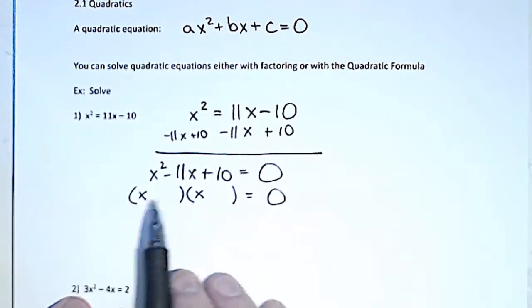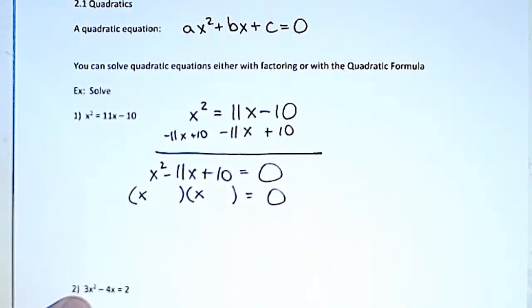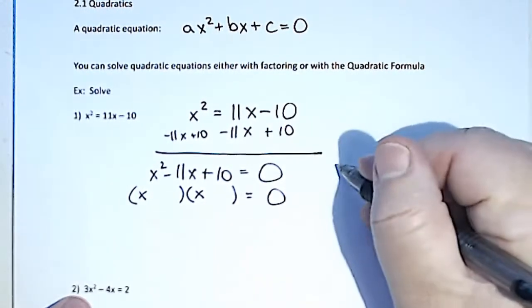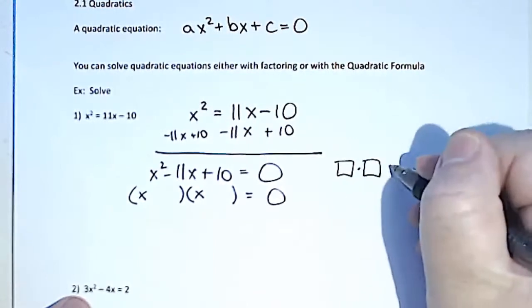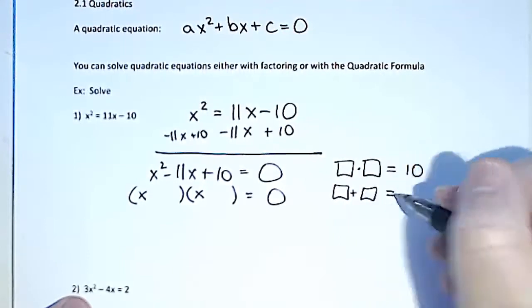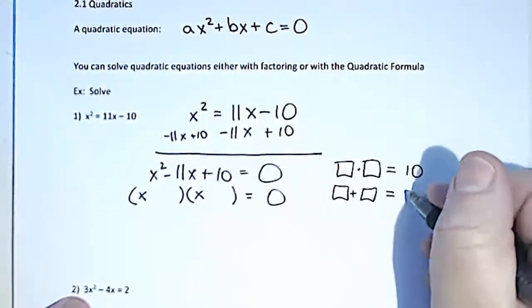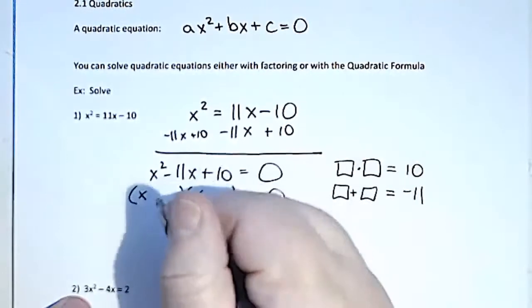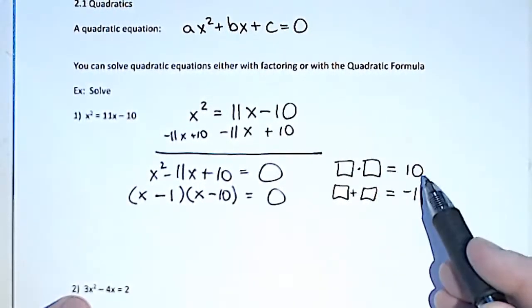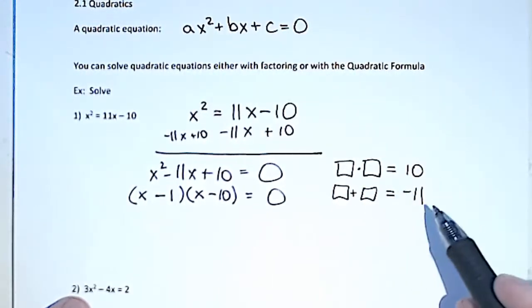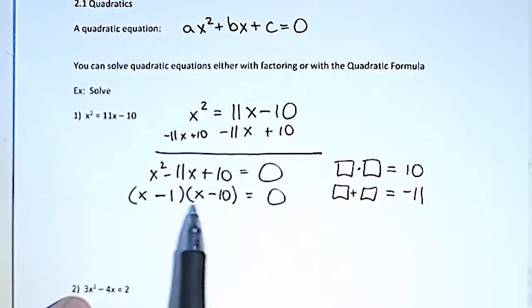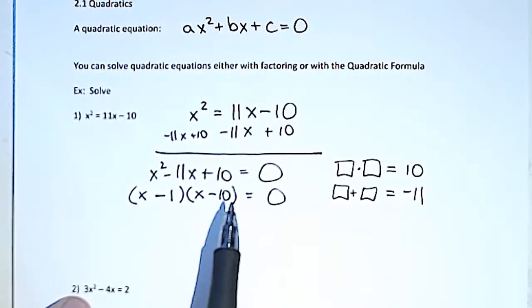So I start off with x and x, and this is going to give me that x squared. And then I look to the 10 and I think, okay, I need two numbers which when multiplied give me 10, but when added, give me this number in the middle, the negative 11. And I think, oh, negative 1 and negative 10. Negative 1 times negative 10 is positive 10. Negative 1 plus negative 10 is negative 11. Woohoo!